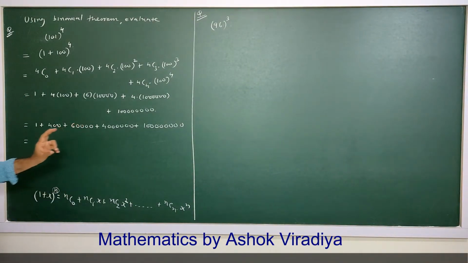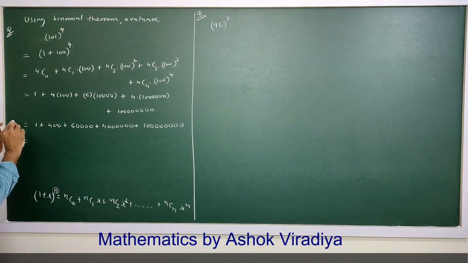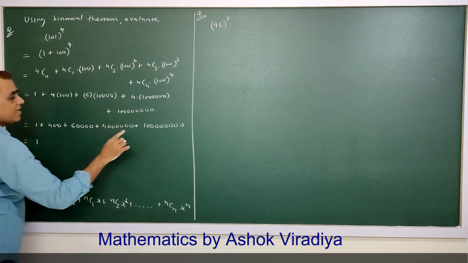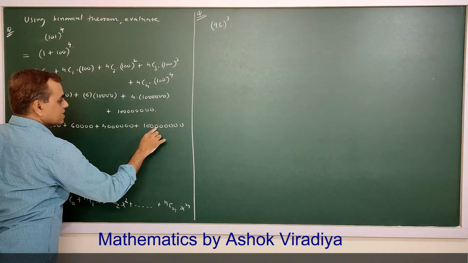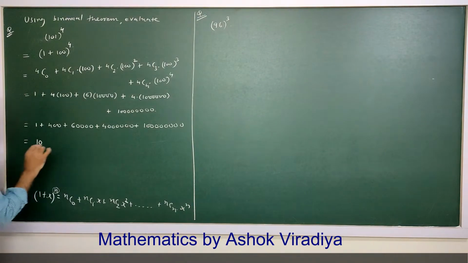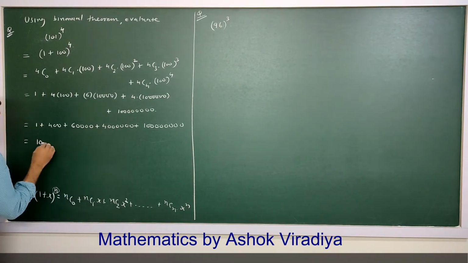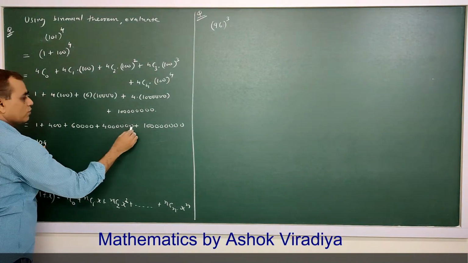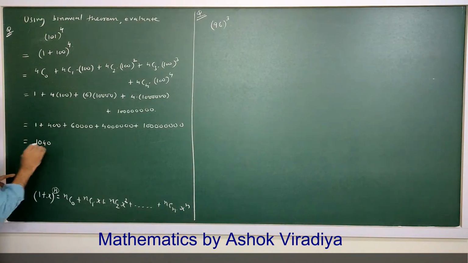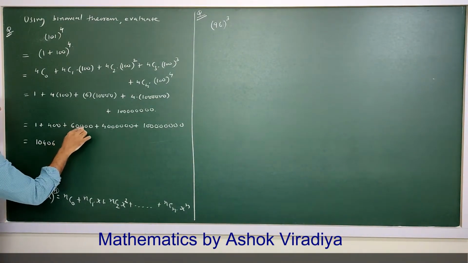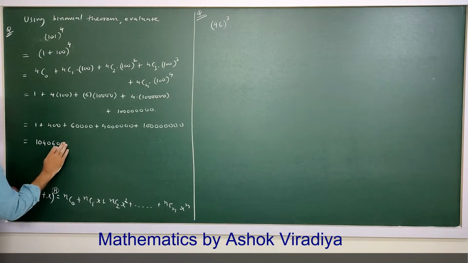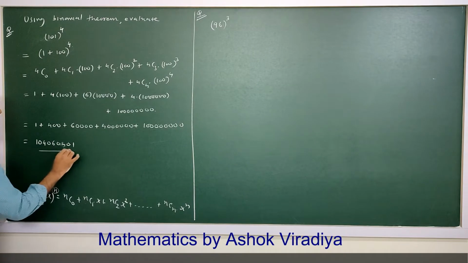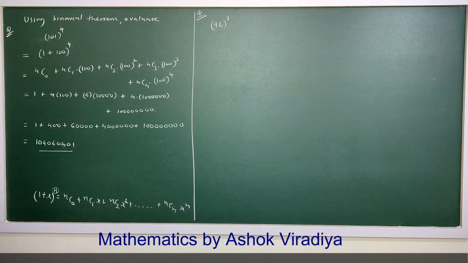So now you can add these numbers. Adding these numbers, the value is: 1, then 6 zeros, 1 kept here, then 4 with 6 zeros, then 4 zeros, then 6 with 4 zeros, then 400, then 1. This is the required addition.